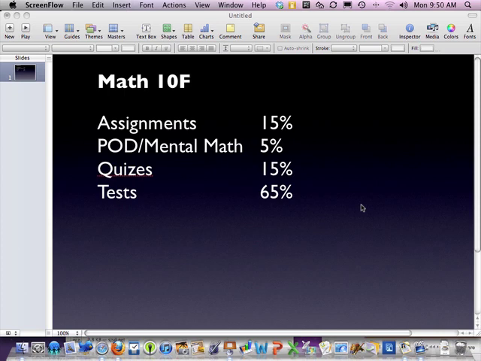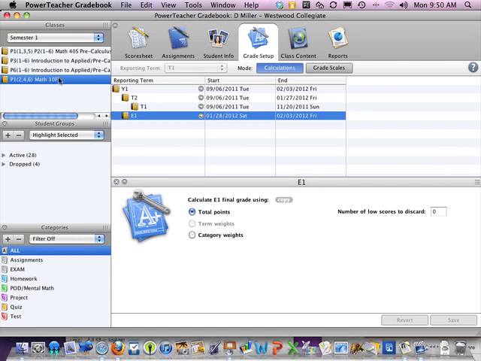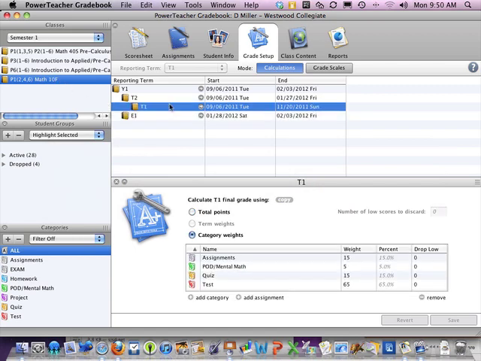At the end of term 2, that's how the mark was calculated. And since there's no exam in this particular course, their term 2 mark essentially is their final mark. So here's what it looks like in a grade book. Okay, so I'm going to select Math 10F, and I'm going to select term 1.